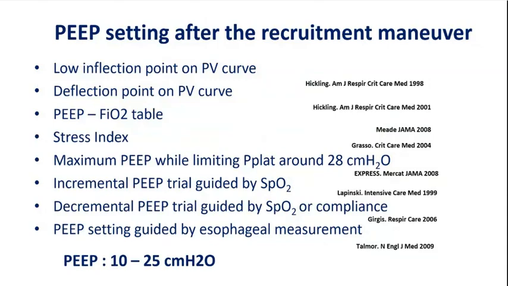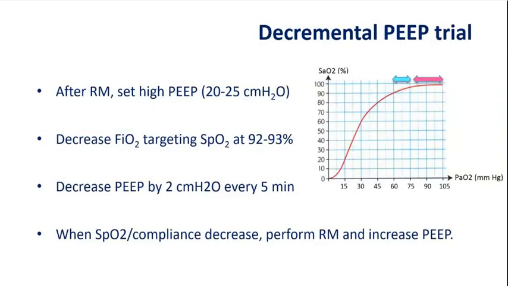Then how to set the PEEP? There are several methods that have been described to set the PEEP. I will not go into detail, but we have to keep in mind that, again, the PEEP after the recruitment maneuver should be between 10 and 25, depending on the weight of the lung and depending on the chest wall mechanics. So how to do in practice?